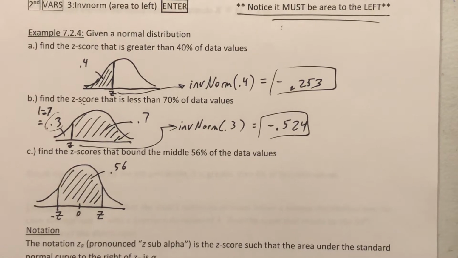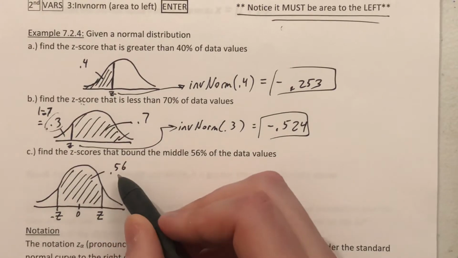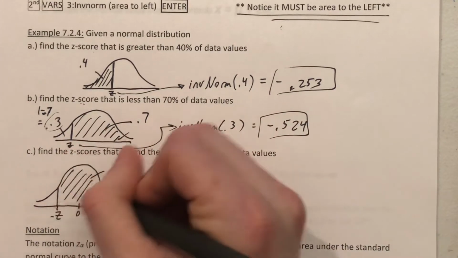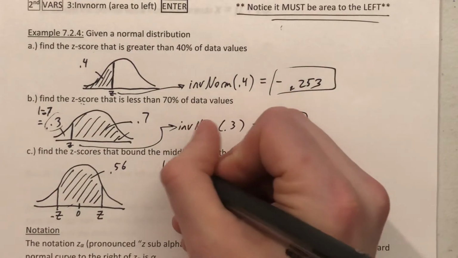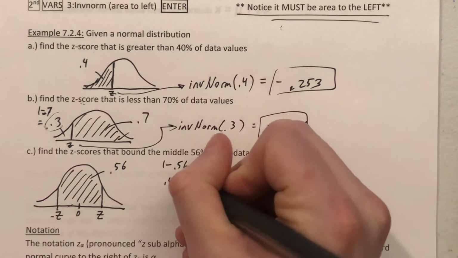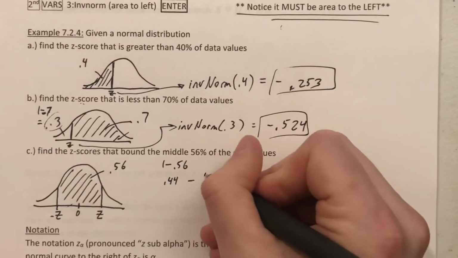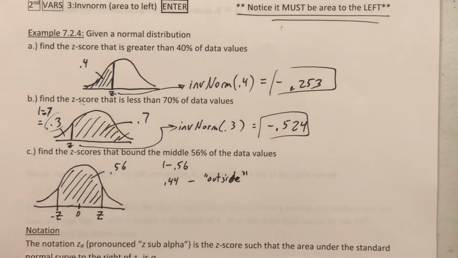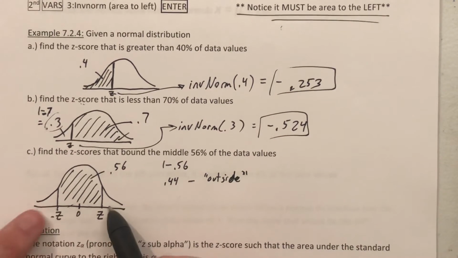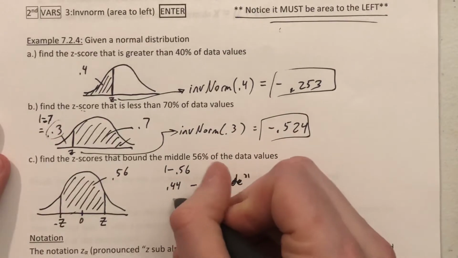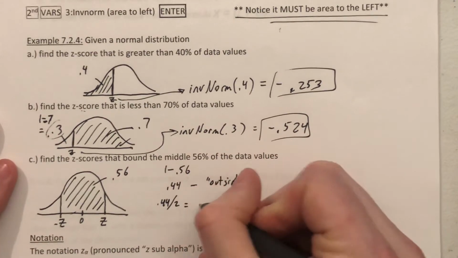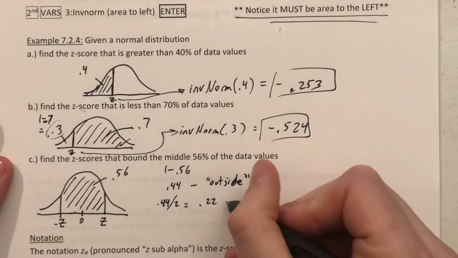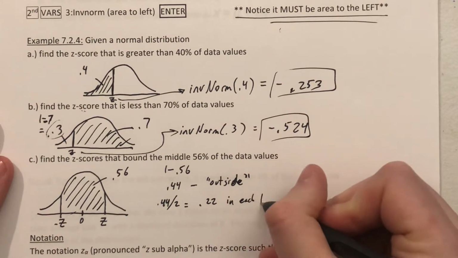Now again, that's not the area we're going to put in inverse norm. What we need is area to the left. Well, we're going to have to use this number to say if there's 56% of the data in between them, then 1 minus 0.56 or 0.44 would be what we could call outside of those two boundaries, right? Or the unshaded stuff. But that 0.44 should be split into two tails, which are also symmetric, which are also equal. So we take that 0.44 and divide it by 2, and we get 0.22, and I'm going to refer to this as in each tail.